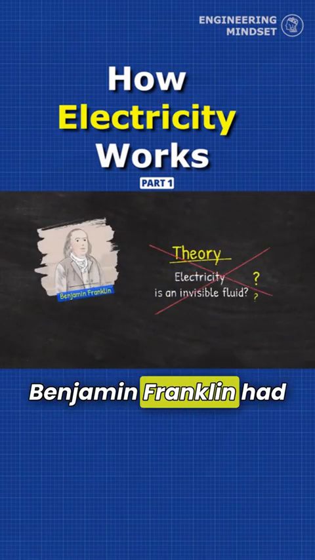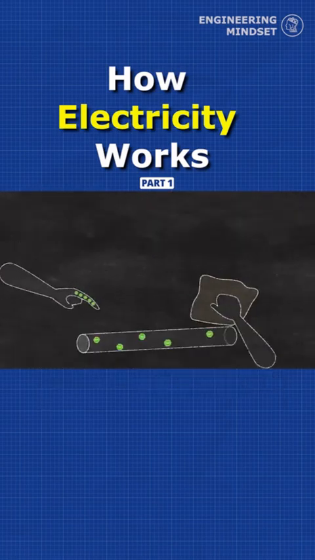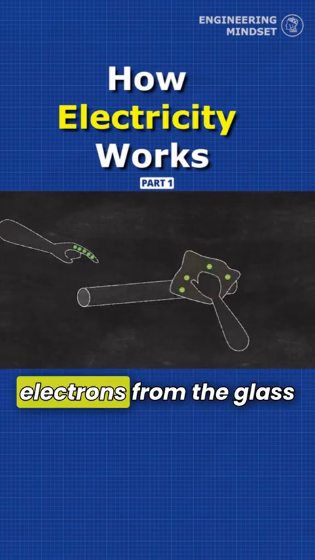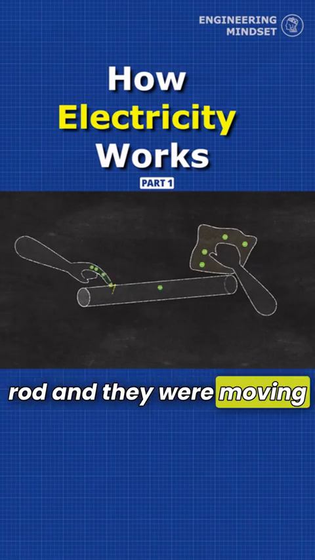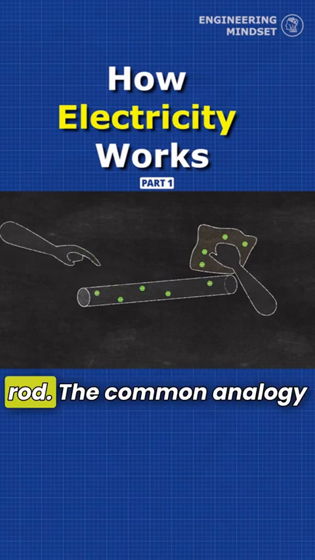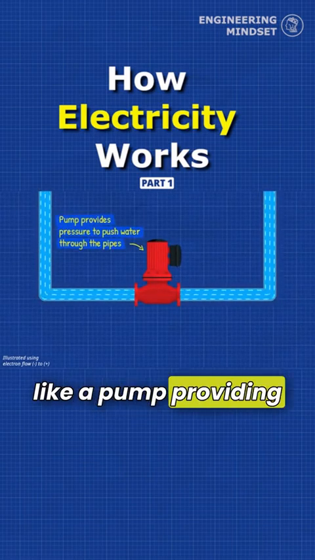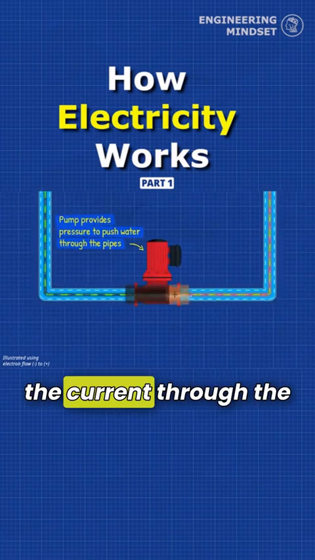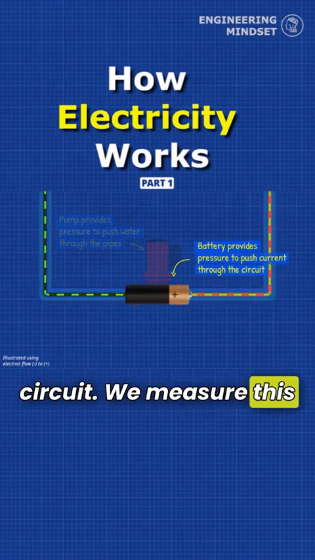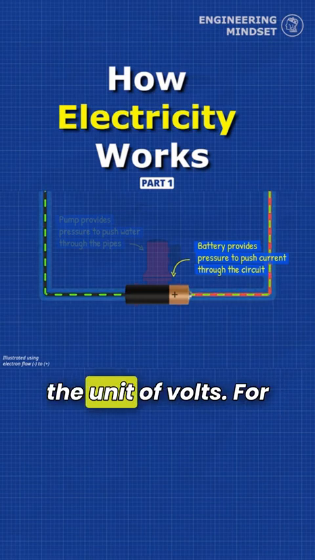Unfortunately, Benjamin Franklin had guessed incorrectly. The cloth was removing electrons from the glass rod, and they were moving from the person to the rod. The common analogy is that the battery is like a pump, providing the pressure to push the current through the circuit. We measure this electrical pressure in the unit of volts.